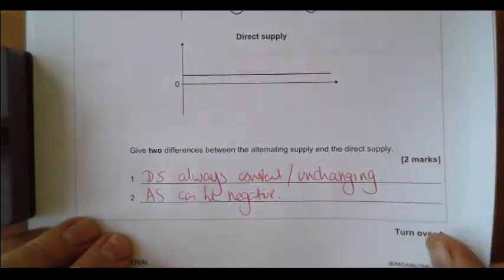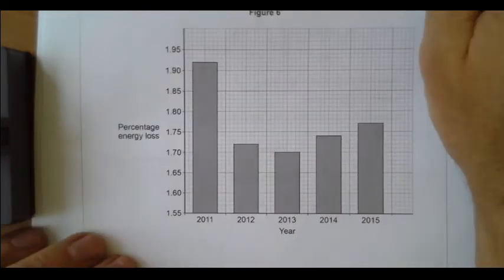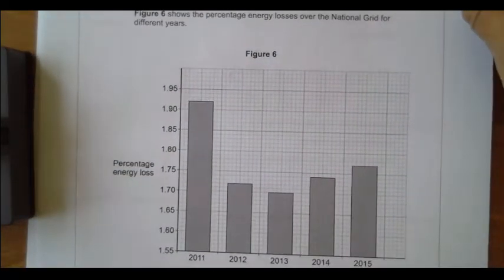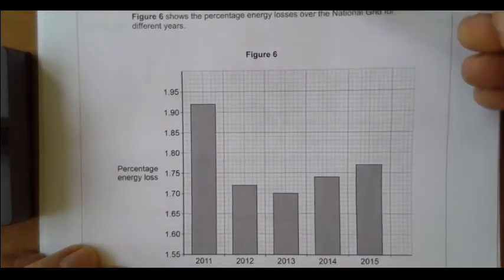Here we have a graph. You'll need to be very good at interpreting graphs, they will come up a lot. So energy is transferred to homes by the national grid. Figure 6 shows the percentage energy losses over the national grid for different years.